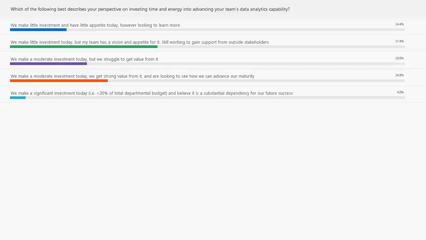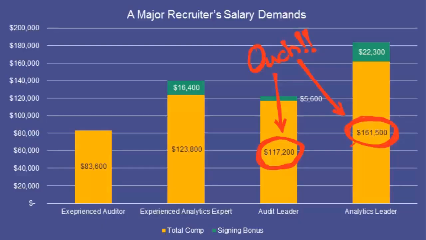So good progress there. And then interesting here, I found that the most common hurdle is gaining support from outside stakeholders. About 4% answered we make a significant investment today, for example greater than 20% of our departmental budget, and believe it is a substantial dependency for our future success. Similar to the 4% that really understood data and platforms on the previous results as well. So it's interesting that about 4% of the 1,500 or so folks on today are really quite advanced.